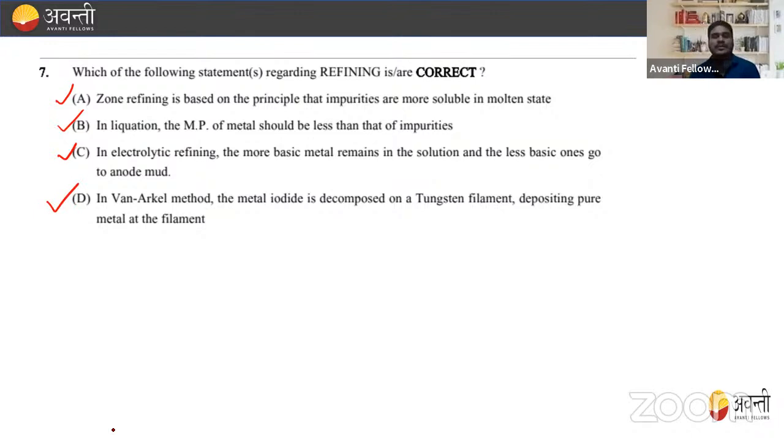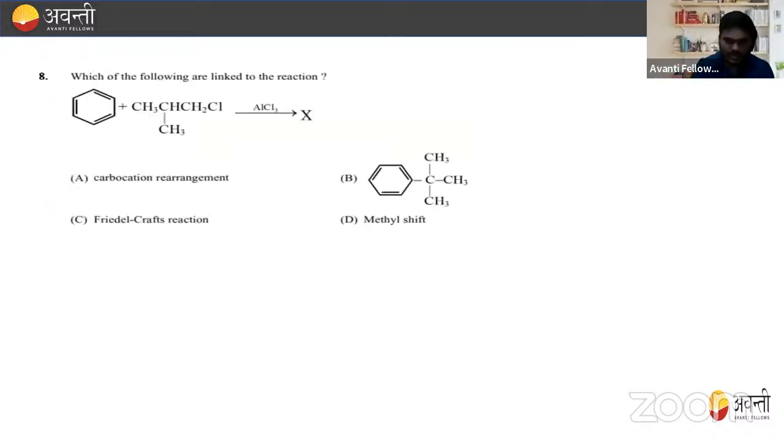So all four options are totally method-based and they are directly related to their definitions and their procedure, right? Out of these, all four options are absolutely correct, that is option A, option B, option C, and option D. I hope you understand this and learn from this question, because all these points are very much correct related to their methods of purification: zone refining, electrolytic refining, and the Van Arkel method. So all these points are absolutely correct.